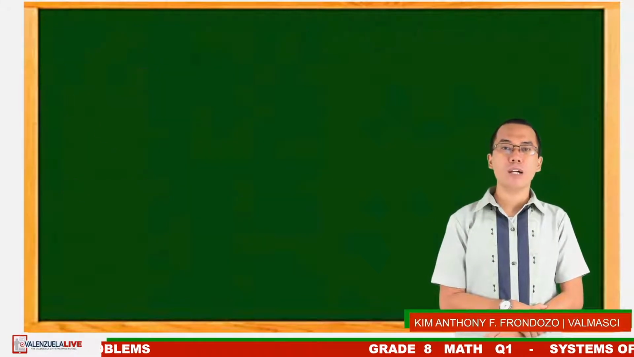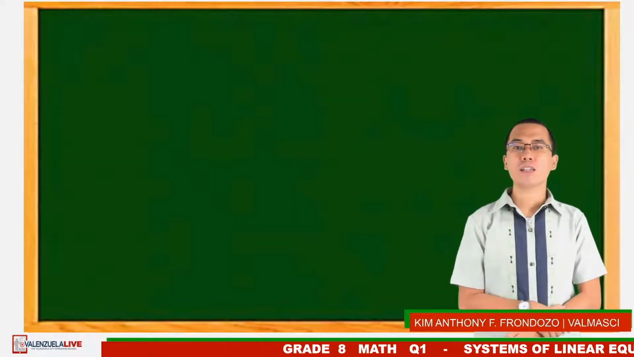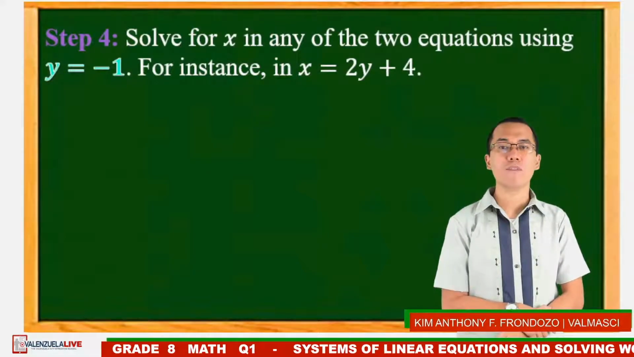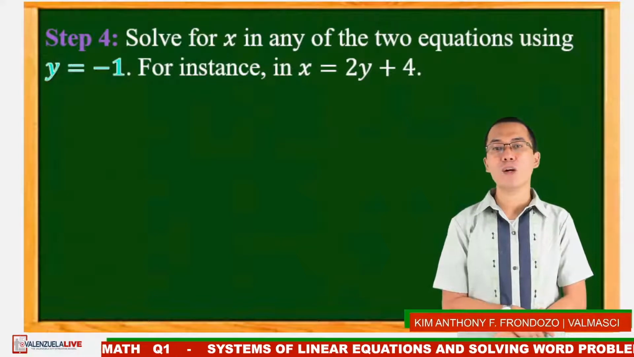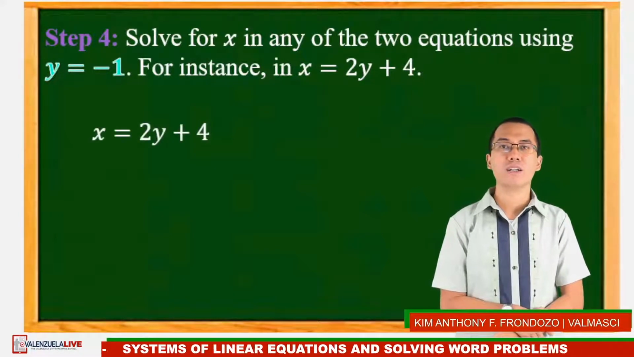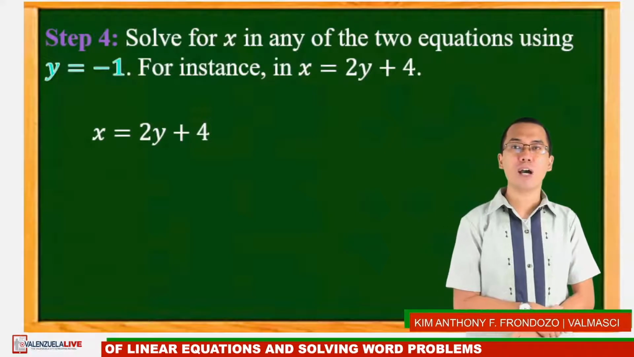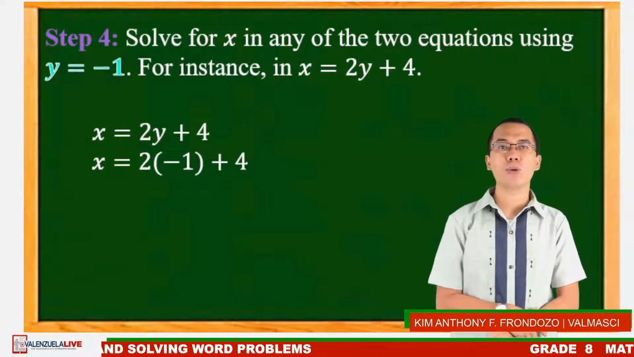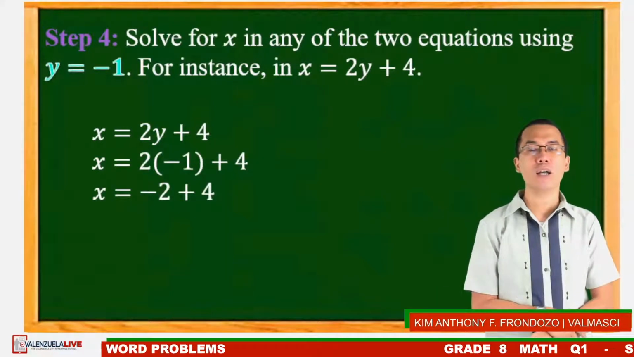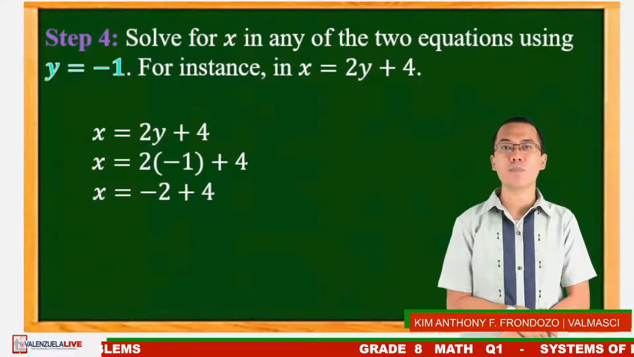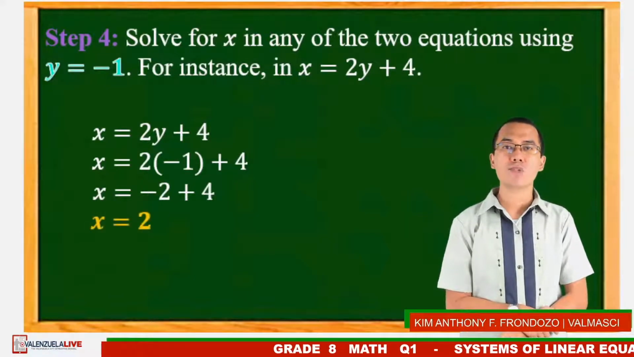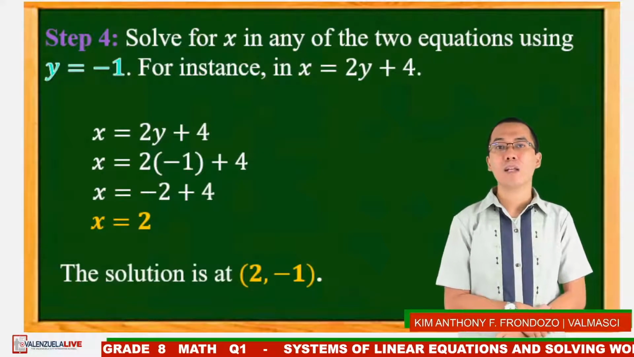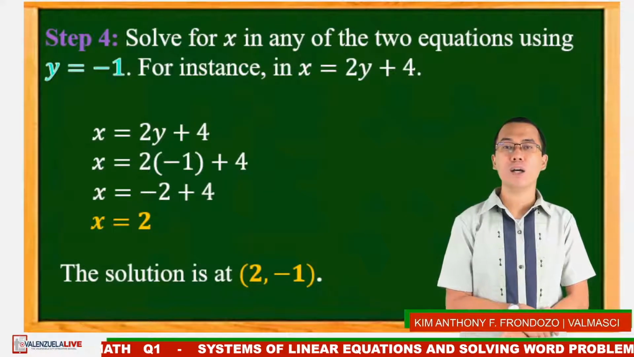So for step 4, solve for any of the 2 given equations using y is equal to negative 1. For instance, in x is equal to 2y plus 4. So by substituting the value of y is equal to negative 1, so we'll have x to be equal to 2 multiplied by negative 1 plus 4. Then x is equal to negative 2 plus 4. So we'll have x to be equal to 2. So it means that the solution is at 2 comma negative 1.